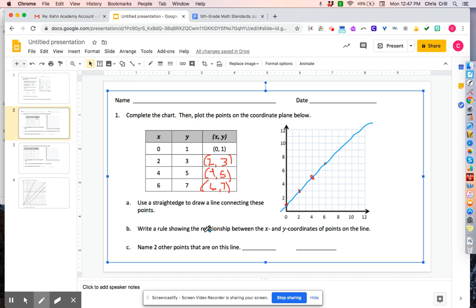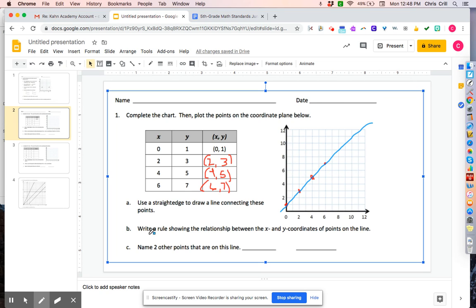Now it says to write a rule showing the relationship between the x and the y coordinates. So if we look here, we see the y coordinates are greater than the x coordinates. So I want to see, well, what's true about both of these? Here we have 0, 1. All right, well, 1 is 1 more than 0. Is that the rule? If we add 1 to x, is that the rule? Well, 2 plus 1 is 3, 4 plus 1 is 5, 6 plus 1 is 7.